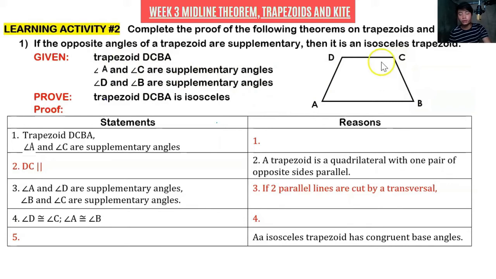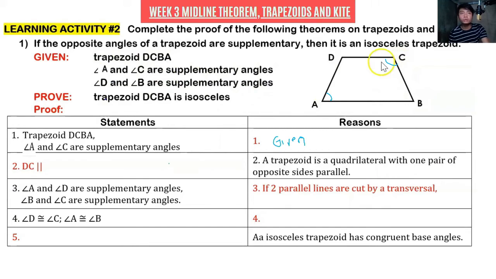So, we will start on number 1. So, sa number 1, trapezoid DCBA, angle A and angle C are supplementary angles. So what is the reason? Ano ba angle A? Angle A and angle C are supplementary angles. So that is, ano yung reason? That is, syempre, yun yung binigay sa atin or that is the given. So meron na tayong yung statement. Bakit daw ganon? Dahil yun yung ating given.